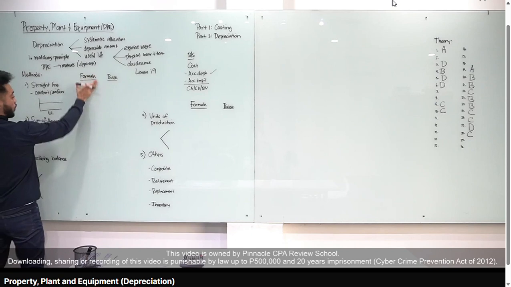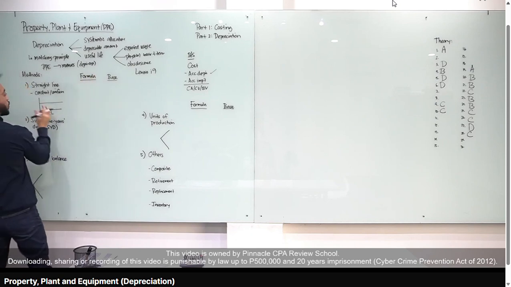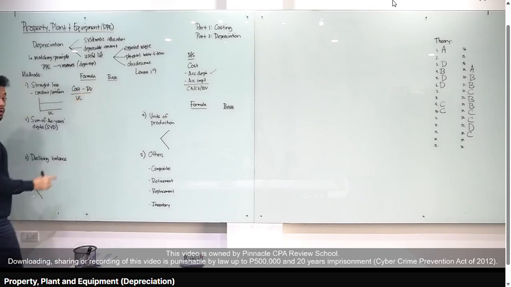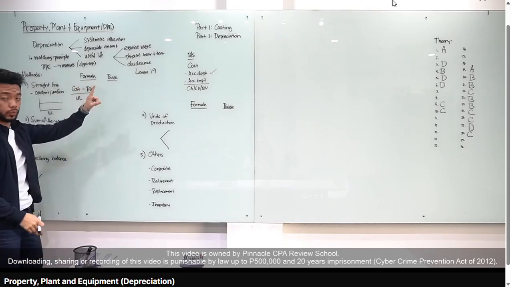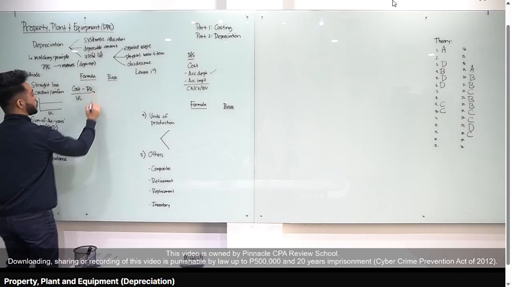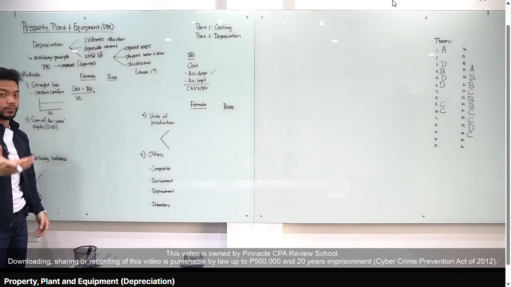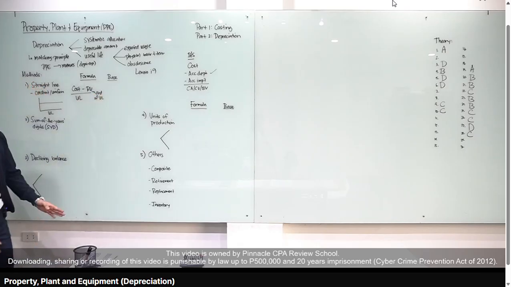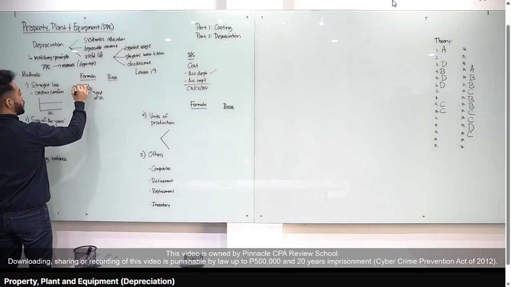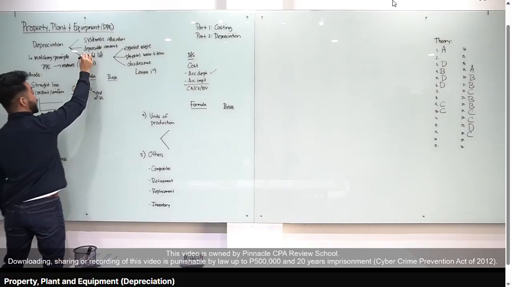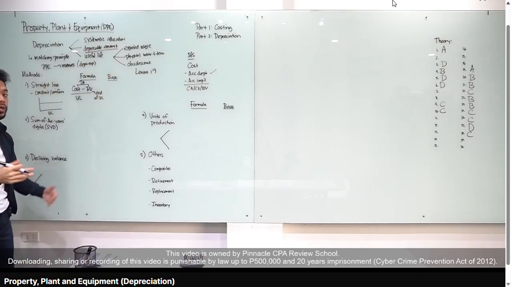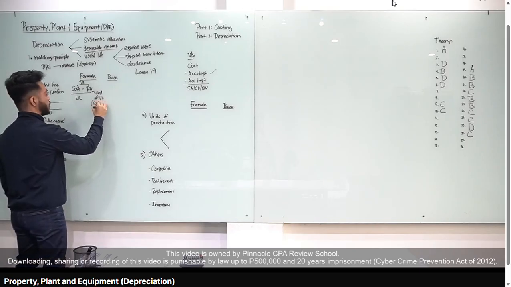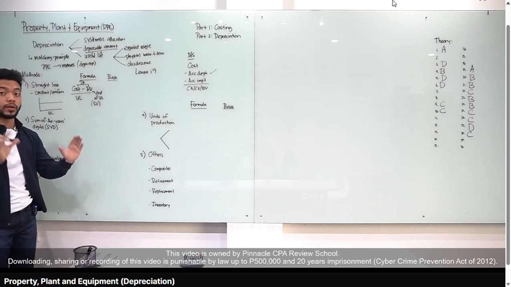Now, I placed here the formula and the base. Let's go to the formula first. Formula for the straight line method: cost minus the residual value over the useful life. We learned about cost in part 1. Residual value, basically, class, is the fair value of the asset at the end of its useful life. Then over useful life. Cost minus residual value is also called the depreciable amount. So that's what I mentioned earlier: depreciable amount is cost minus residual value. By the way, another term for residual value is salvage value. Residual value and salvage value mean the same thing.